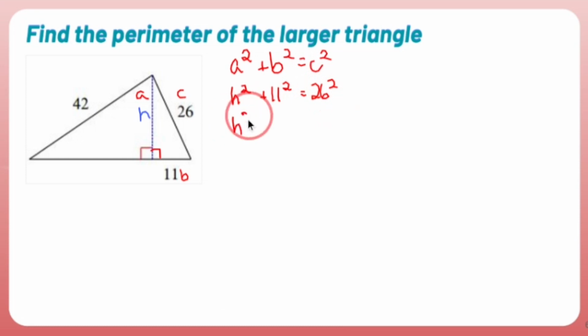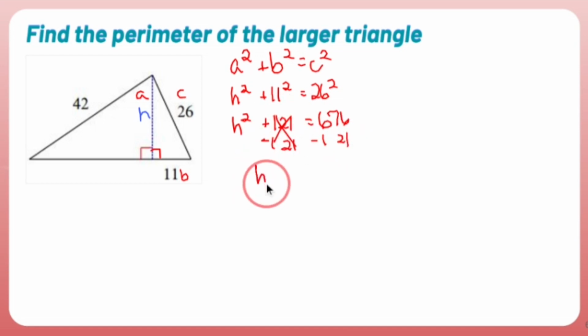H squared doesn't change. 11 squared is 121. That's going to equal 676. Now, in order to get h all by itself, I have to get rid of squared and I have to get rid of the regular 121. And I do that by minusing 121. I was getting ahead of myself. Got excited there. So let's subtract 121 from both sides. H squared is going to equal 555.